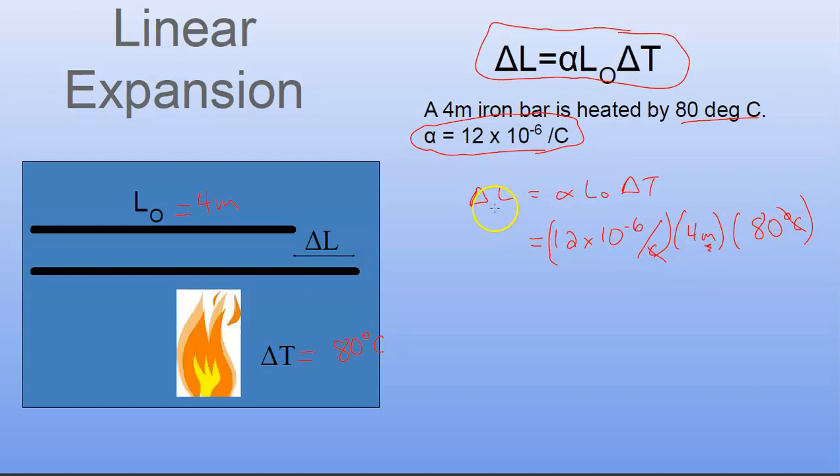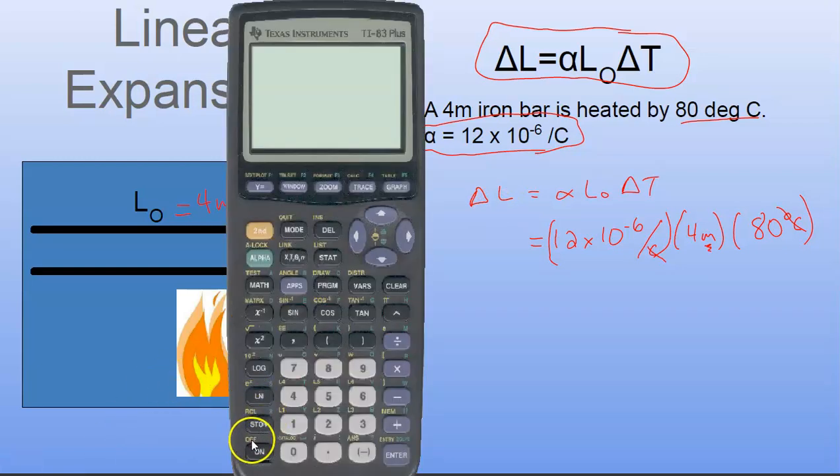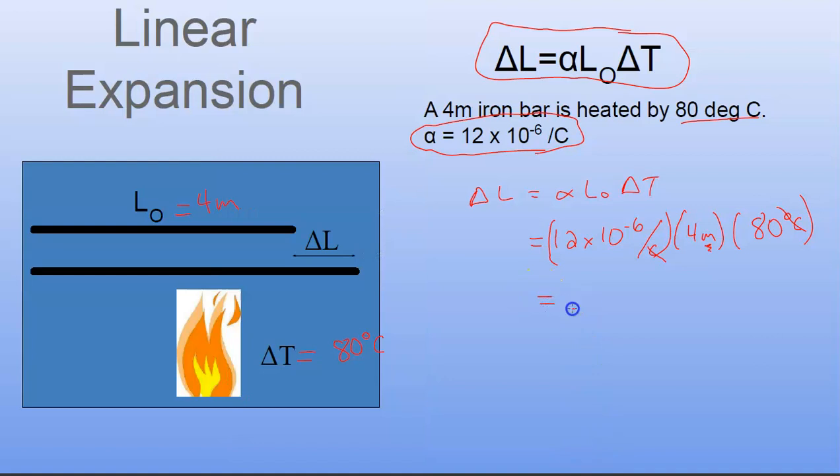That's nice because we were looking for a change in length, and all we have to do is multiply those three numbers right there. So I'm going to come along and go 12, second comma gives me the EE, negative 6 times 4 times 80, and I get a little bitty number. The change in length is 0.00384. And again, that was in meters.